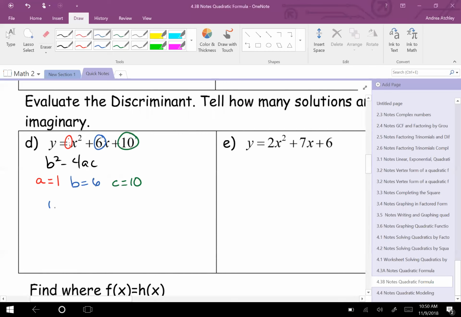So it gives me 6 squared minus 4 times 1 times 10. This gives me 36 minus 4 times 1 is 4, times 10 is 40. 36 minus 40. And what is 36 minus 40? Negative 4.